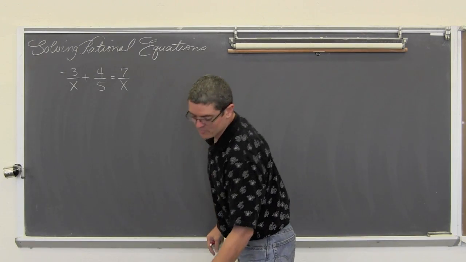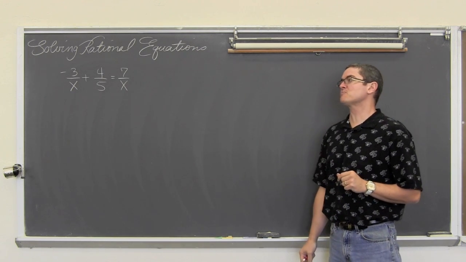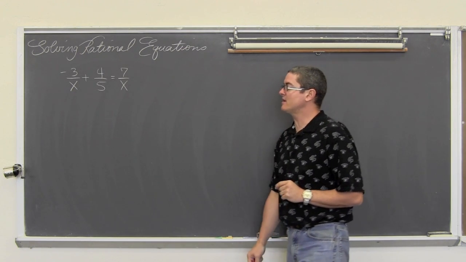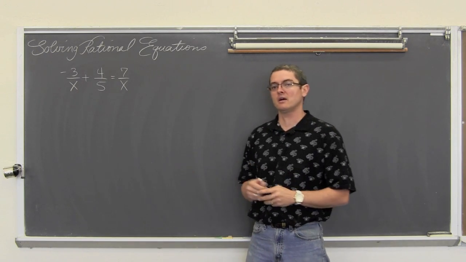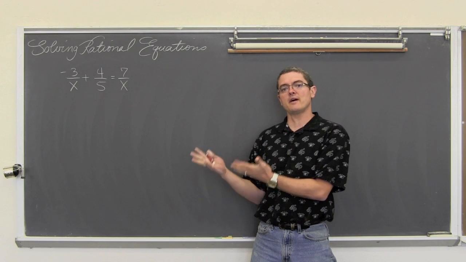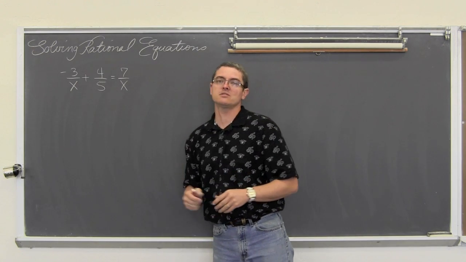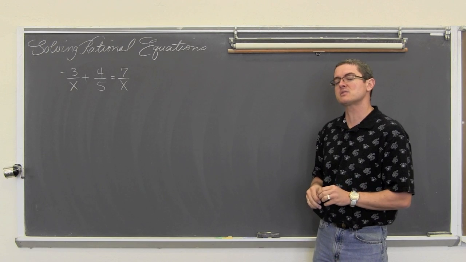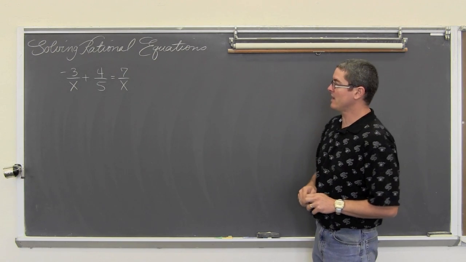Here we have another pretty straightforward question. We have negative 3 over x plus 4/5 equals 7 over x. The reason why I'm doing this problem, which is very similar to the previous example, is that our final solution is going to be a fraction, and when you plug that fraction back in to check your work, you're going to have complex fractions, and I want to make sure you see how to simplify those and check your answer.